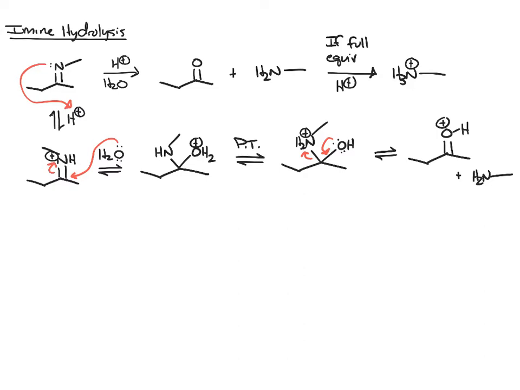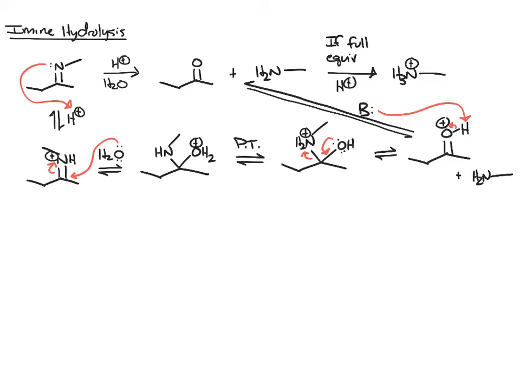And your last step to get to just the carbonyl is use a base to take that proton off. So draw a long equilibrium arrow. Take that proton off, and you're done.